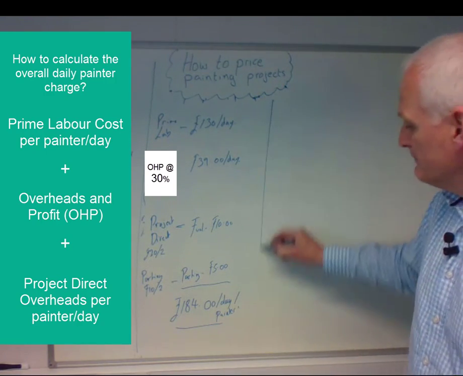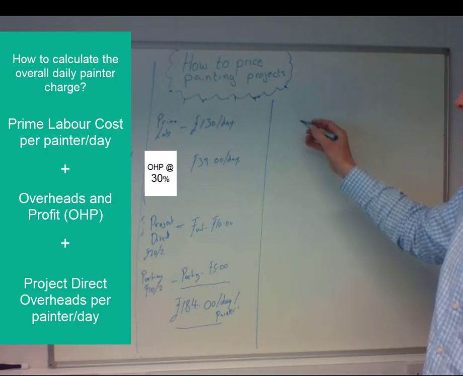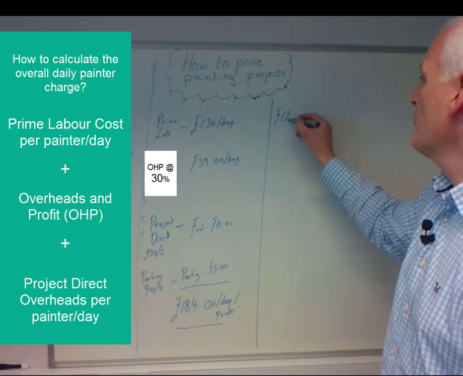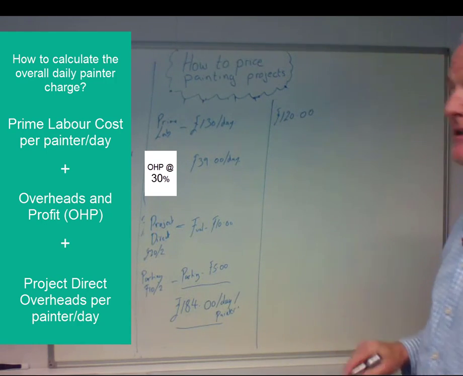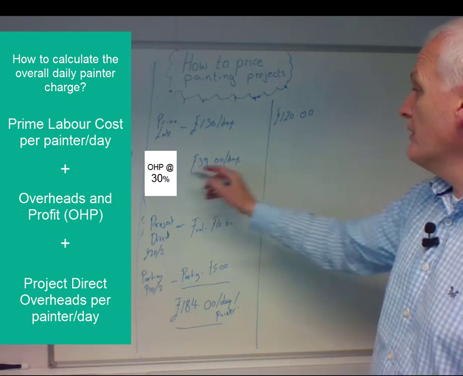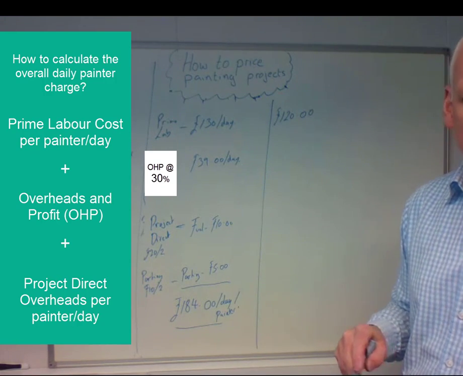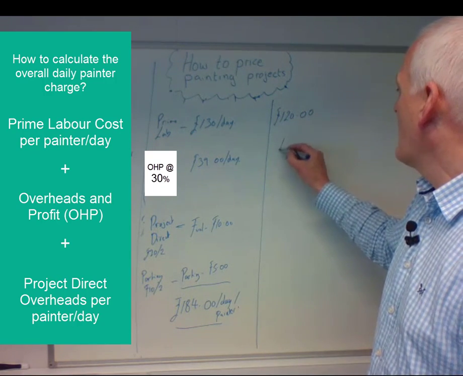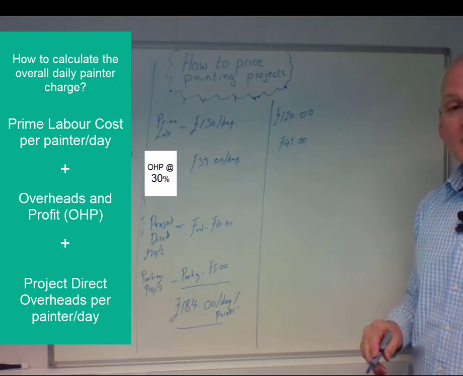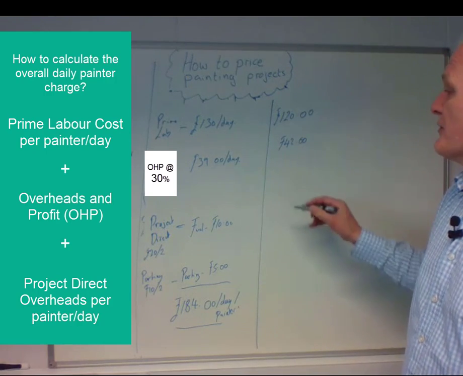Okay, so there's our first example. Let's do another one quick. Let's say this time prime labour cost, I know I can get my subbies, I'm somewhere in the UK where I know I can get subbies for £120 a day. I'm again going to use a 35% OHP allowance, which means that I've got to add £42 per day per painter to cover my overheads and profit. So that's 35% of 120.